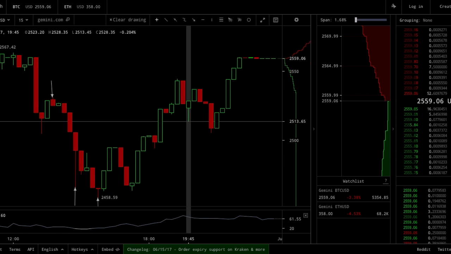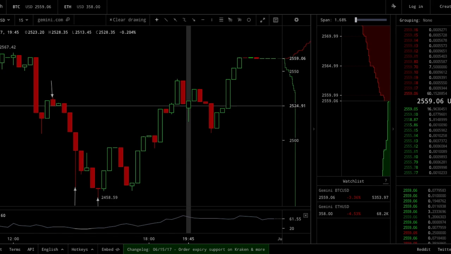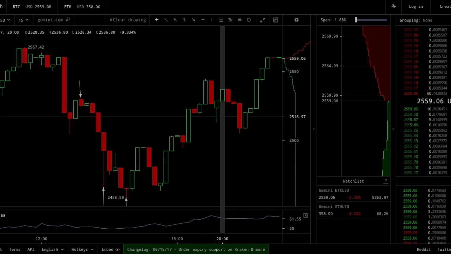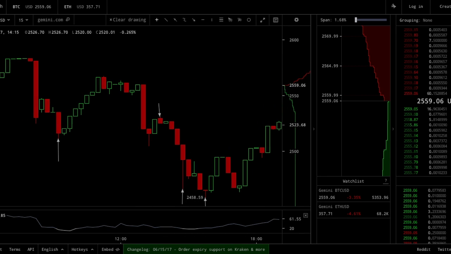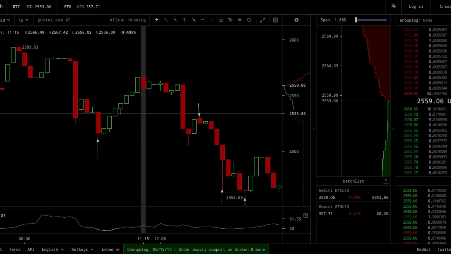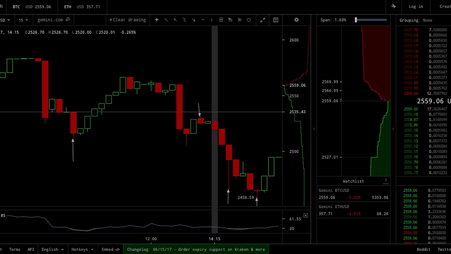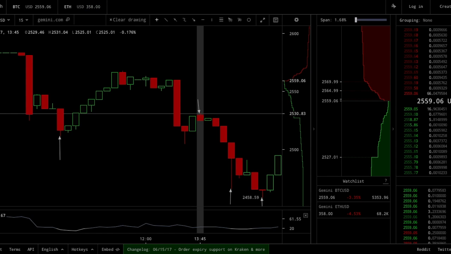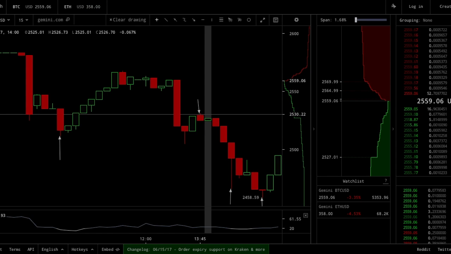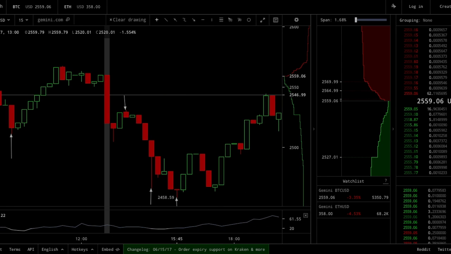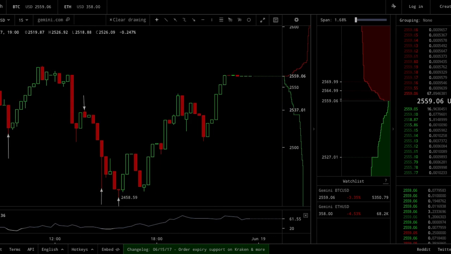A lower tail will form when price travels downward, and then buyers push the price back up, and it closes higher than its low. And the same can be said for a higher tail, as you can see here. Price moved upward a little bit more, and then price was pushed down and not allowed to beat that high again, and then price moved downward. So that's how tails work.